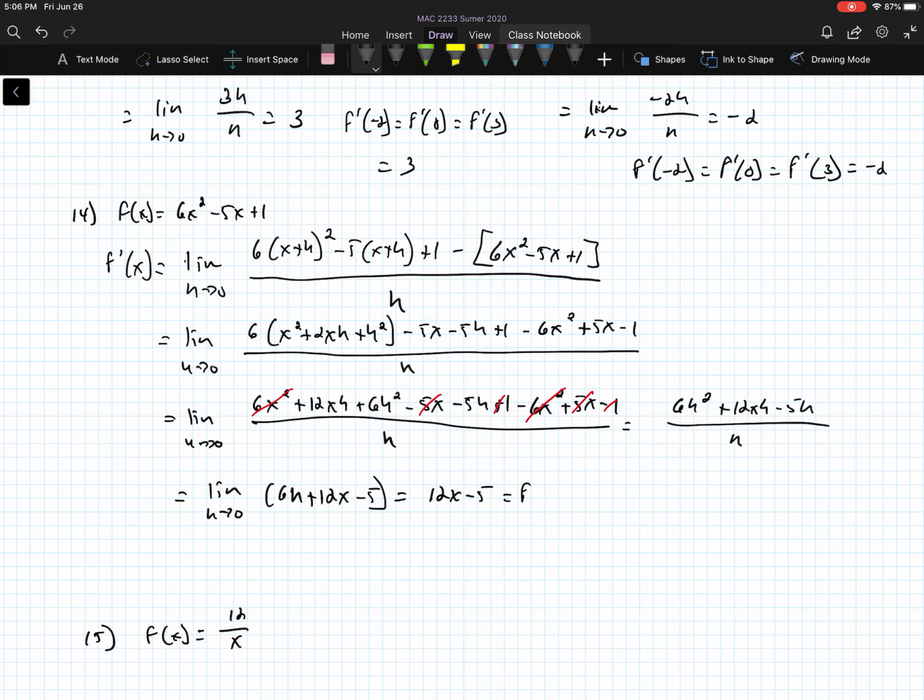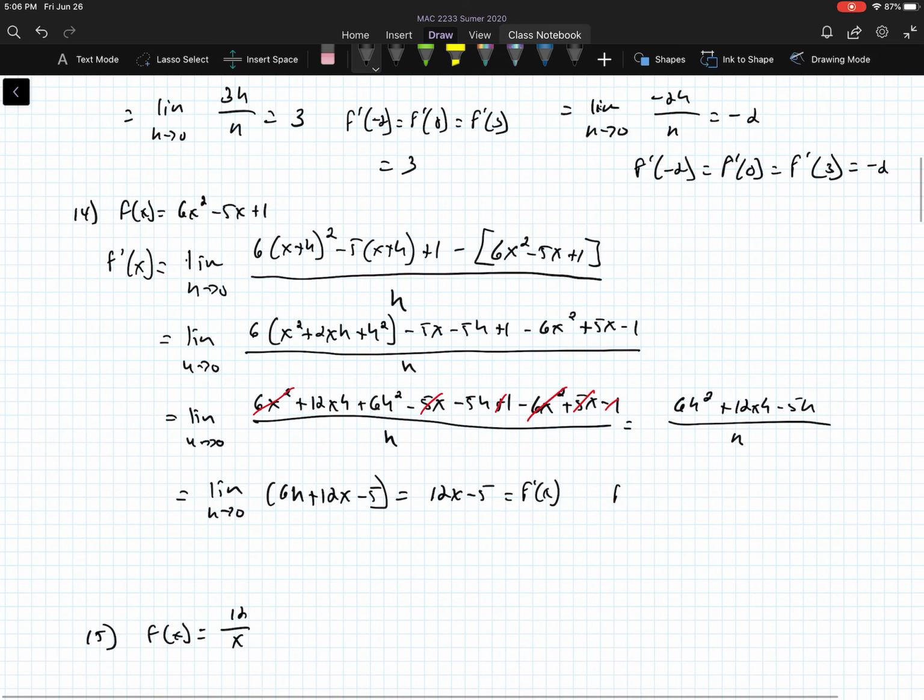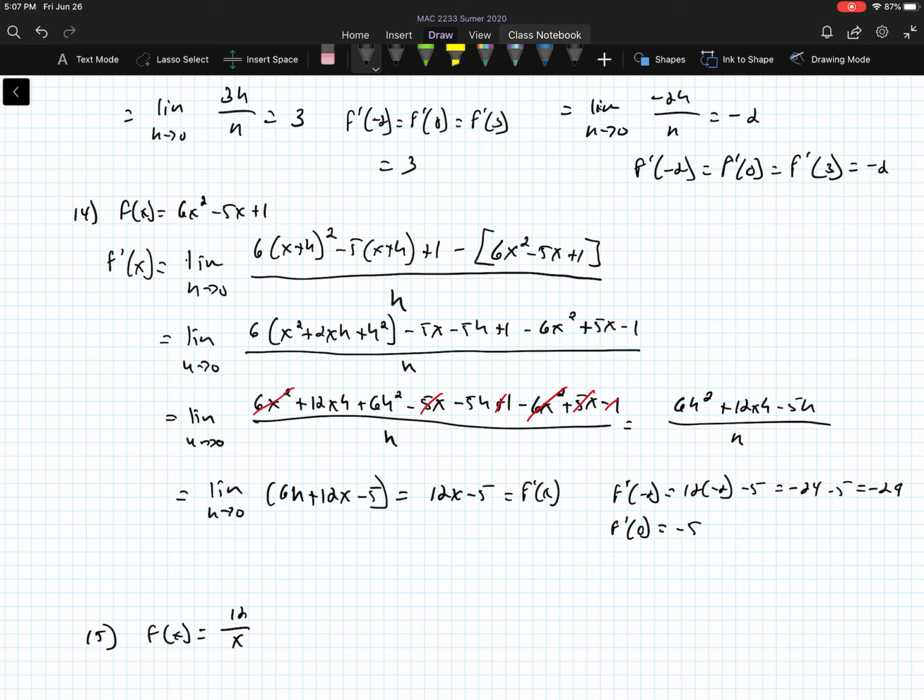So the derivative of the function is going to be f prime of x, right? If the function is 6x squared minus 5x plus 1, then f prime ends up being 12x minus 5. So then f prime of negative 2, right, is going to be negative 24 minus 5, which is negative 29. f prime of 0 is just going to be negative 5. And f prime of 3 is going to be 12 times 3 minus 5, which is going to be 31.